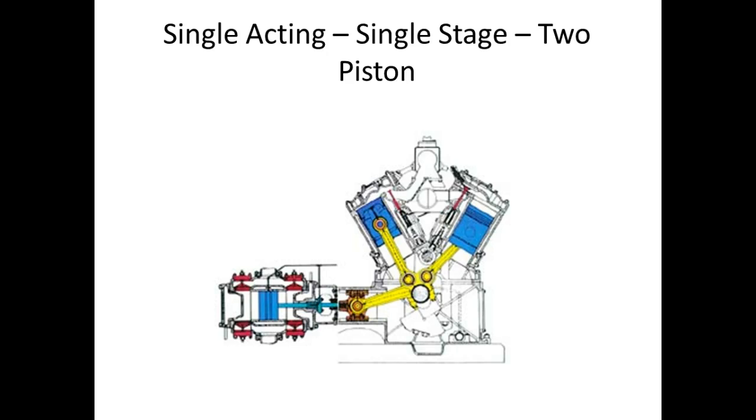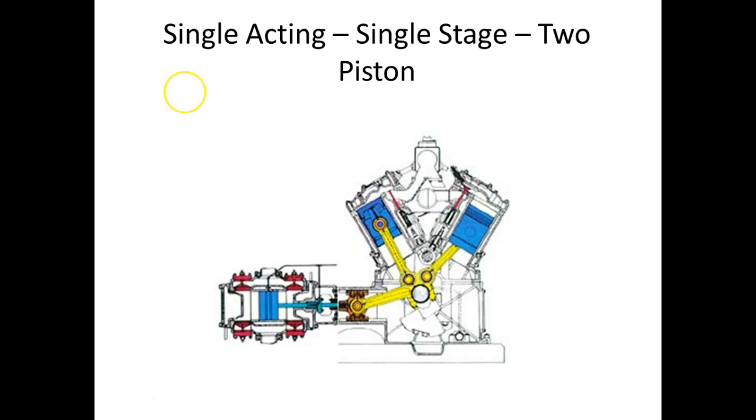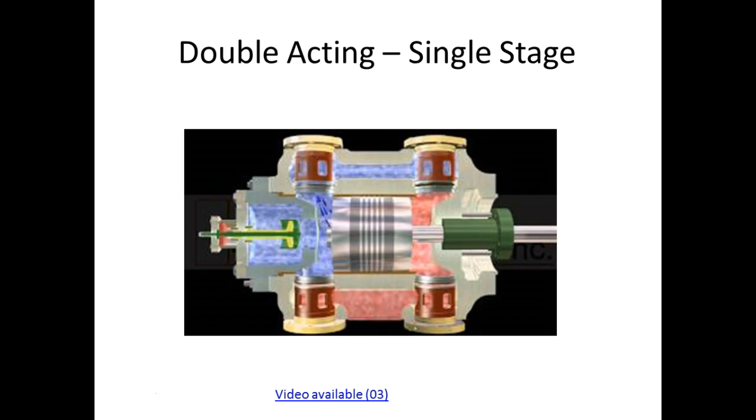Single stage, 2-piston compressor. This one would be an example of a 4-piston compressor. So if we increase the number of pistons, then what are we going to increase? We're going to increase the displacement, right? We should increase the flow. This would be an example of a double acting compressor.